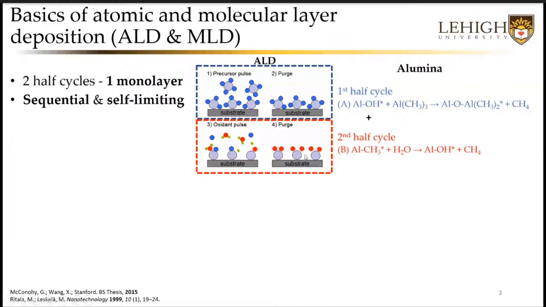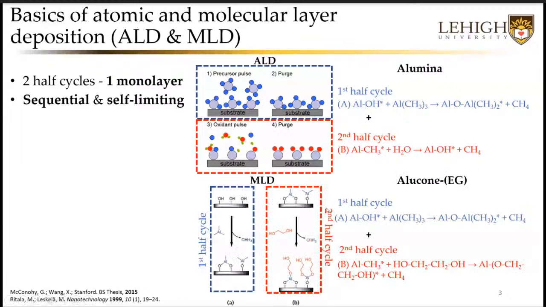The same thing is seen again in molecular layer deposition. Here the example material is alucone EG. Alucone is just an aluminum alkoxide. Alkoxide here represents that an alcohol is attached to the metal by oxygen bridging. When you see here, the first half cycle is the same.